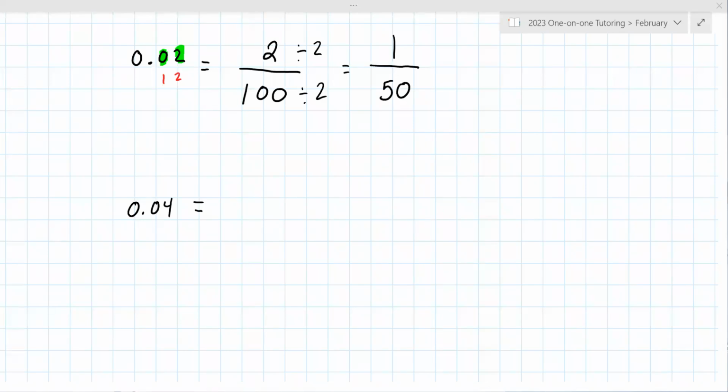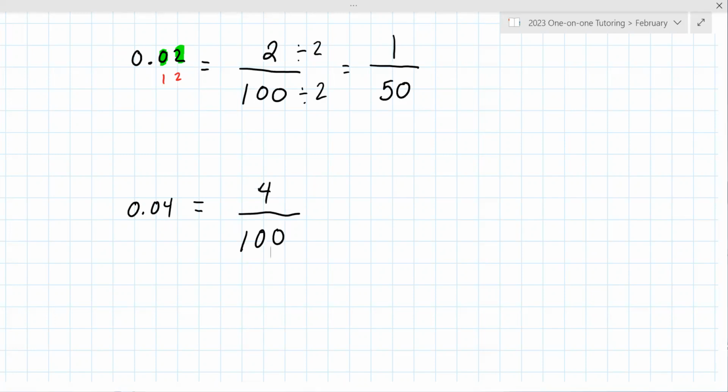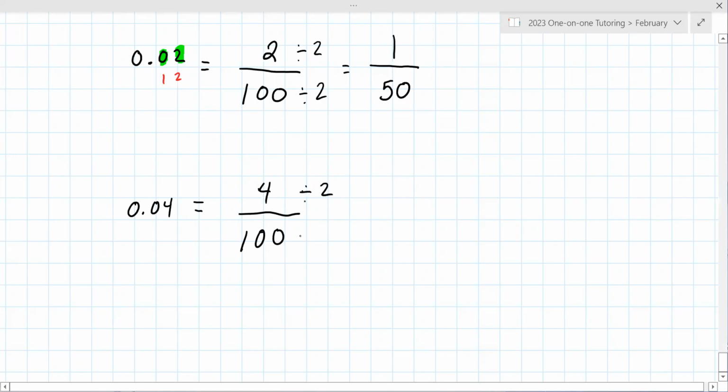So do I make it on its form? What goes in the top here, Michael? Form. And then on the bottom, it's going to be a 1 followed by 2 zeros. Okay, now can you divide the top and bottom by 2?